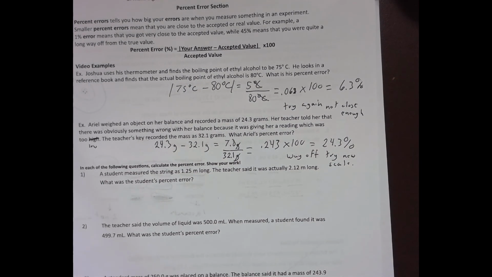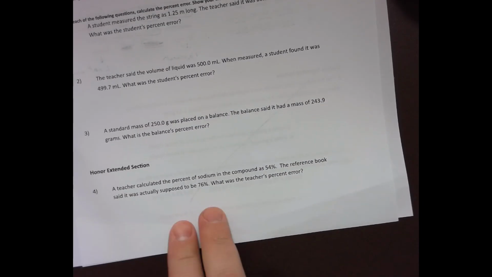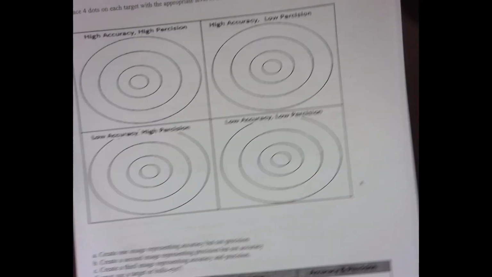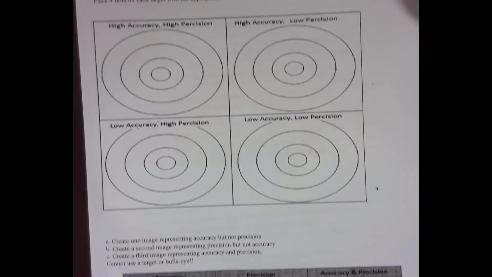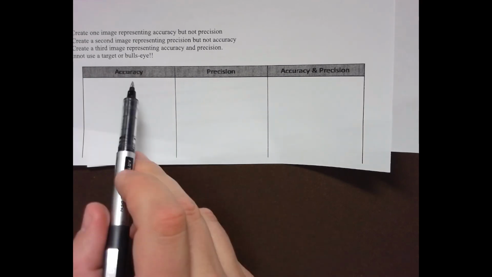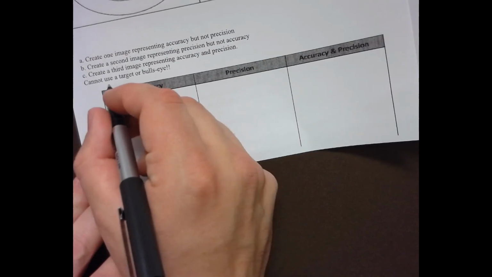All right, so what you need to do, go ahead and do numbers 1, 2, and 3. If you feel like you need more information, please do the honors section, which is 4 and 5. But if you don't, just go ahead and do the extended thinking, which is both the bullseyes and coming up with your own real life accuracy and precision. So you need accuracy, precision, and both. Cannot use the bullseye.